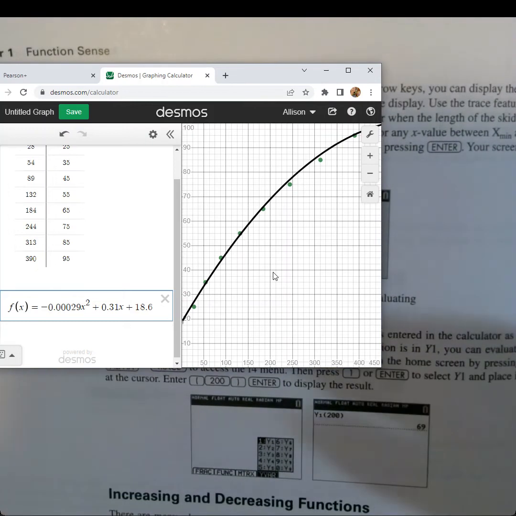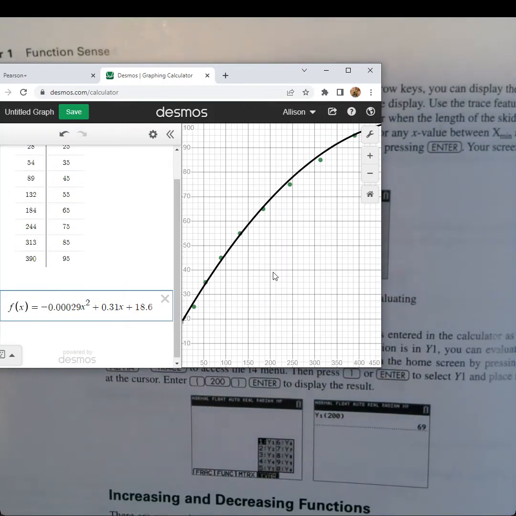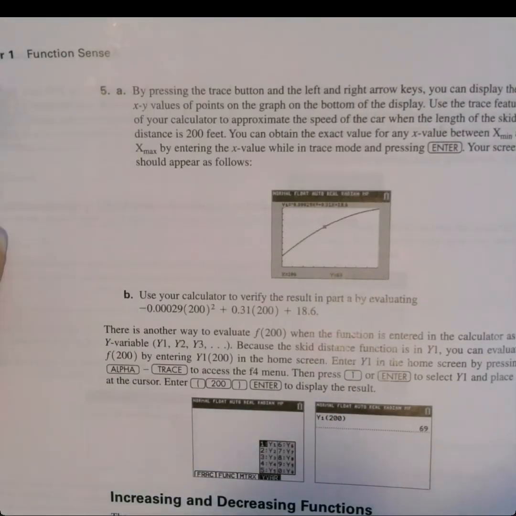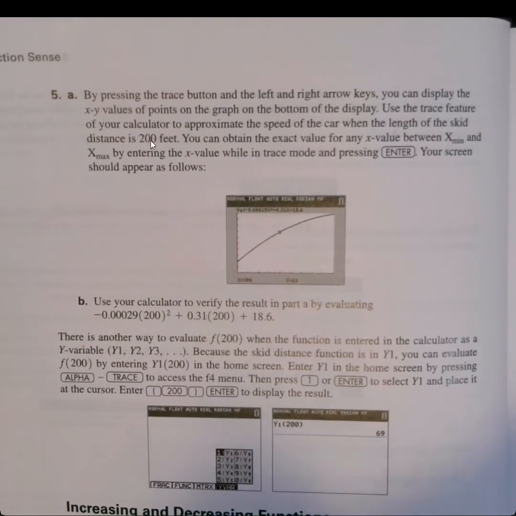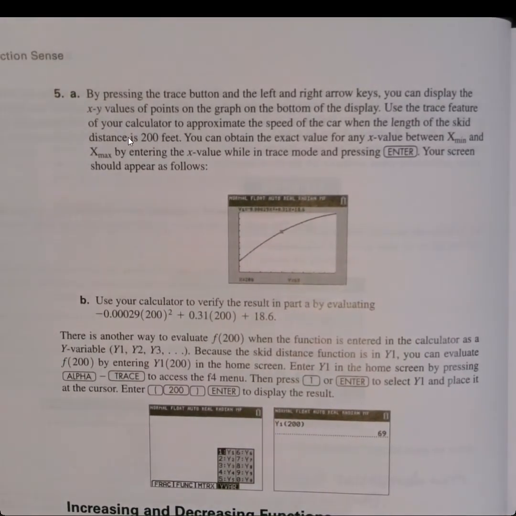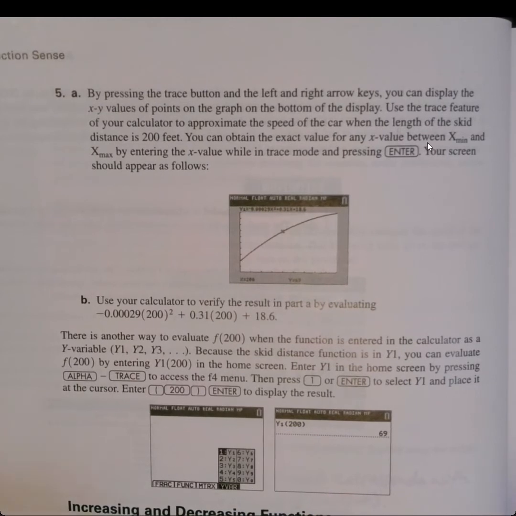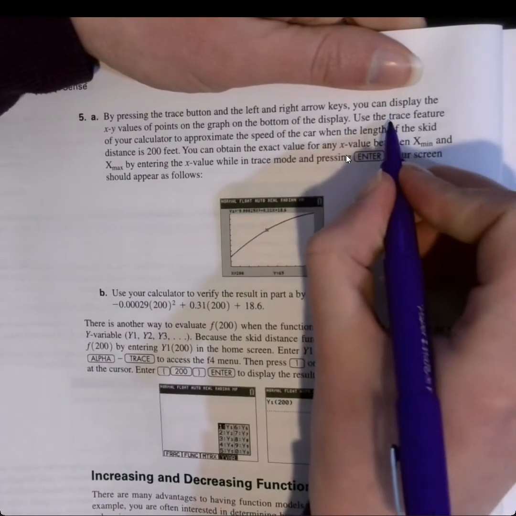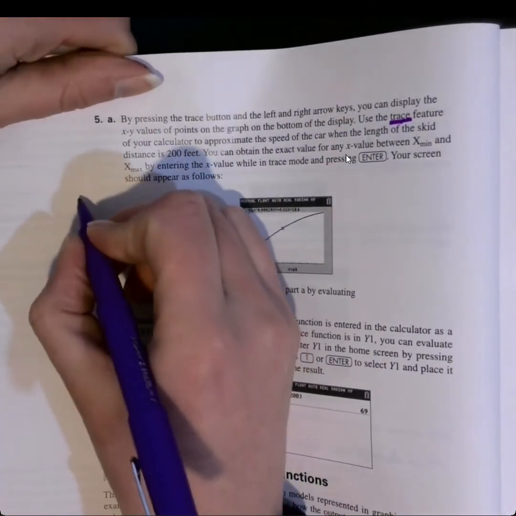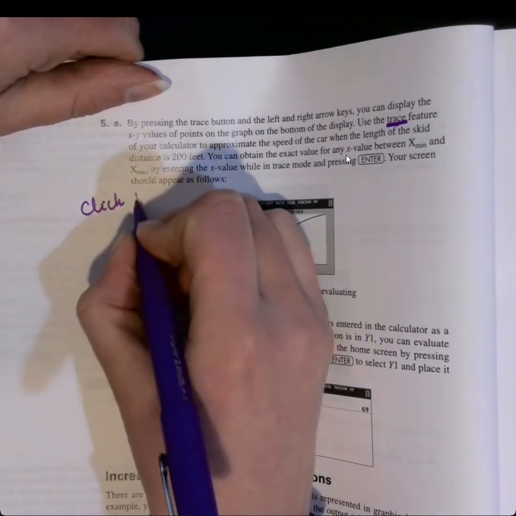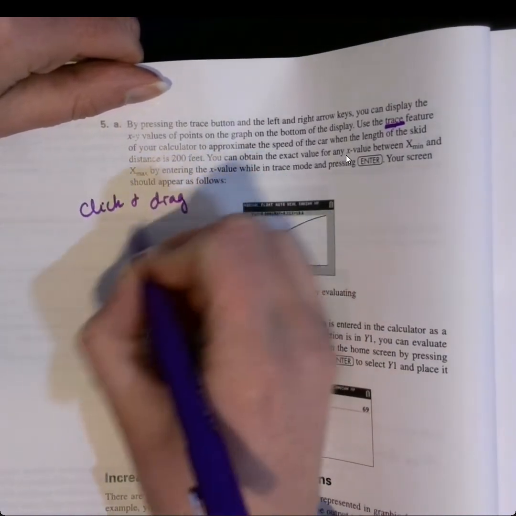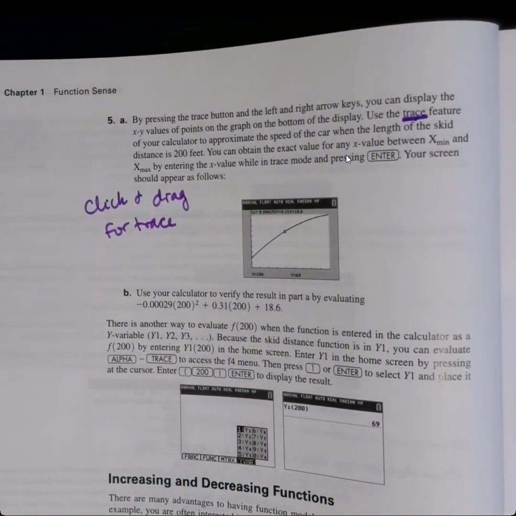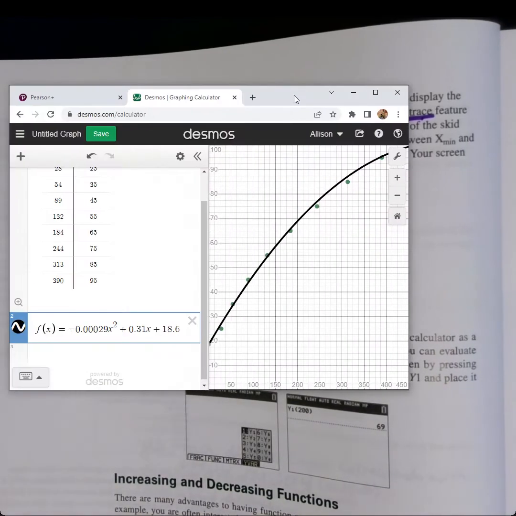So what they would like us to do now is use the graph to find out. I'll move Desmos off for just a second so we can see the question. Use the graph to find out when exactly the distance is going to be 200 feet. Now they're asking me to use trace. There's no specific way to use trace, but we're just going to click and drag for trace. Okay, not actually the best way. We'll talk about a better way in a moment, but first, click and drag for trace.